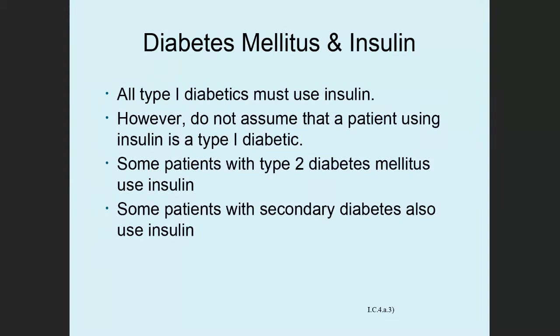Note this, all type 1 diabetic patients use insulin, but some patients with other types of diabetes also use insulin. So the guidelines specifically say, don't assume a diabetic patient using insulin is type 1. It might be some patients with type 2 use it, some patients with secondary diabetes also use insulin. It depends.